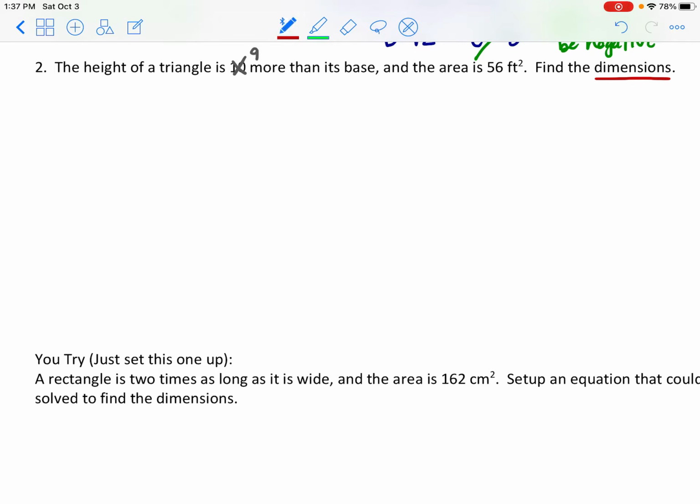Well, just like before, they tell us that the height is 9 more than the base, but we don't know anything about the base. So the base is going to be our variable. So let's call that base B. And I'm going to use a capital B just because my little b looks like a 6, okay? And again, we know the area is 56. Let's set up our picture.